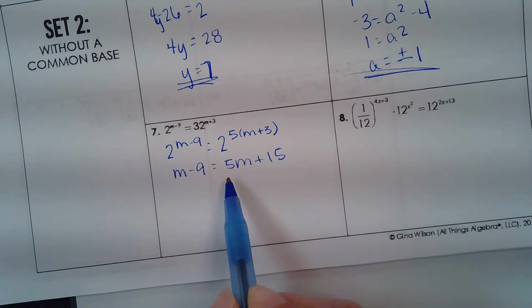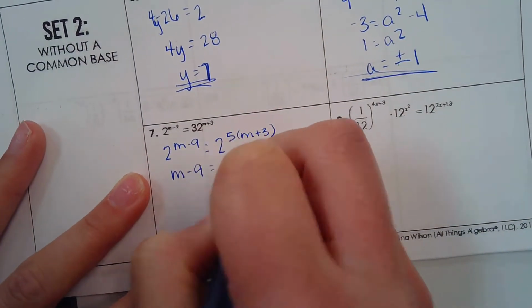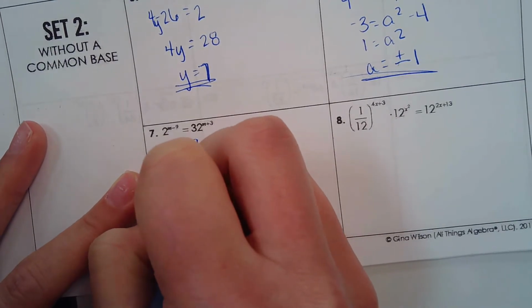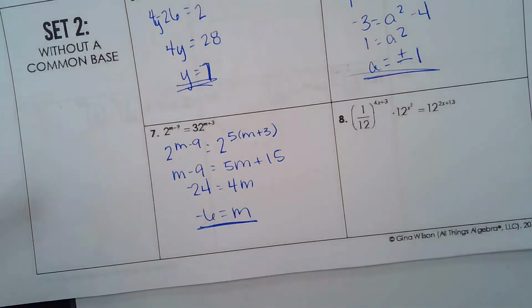So I would subtract m over, subtract 15 over. So we'll have 4m equals negative 24. So then negative 6 would be our answer. Are we still okay?